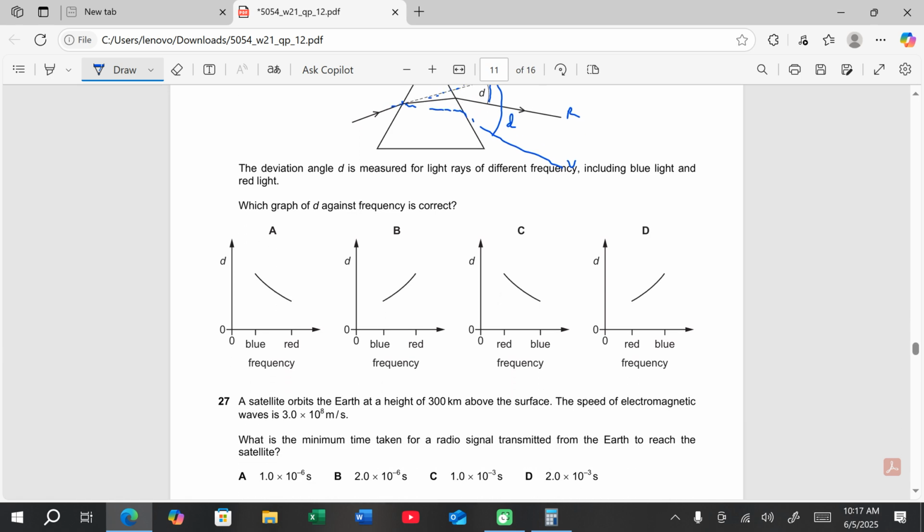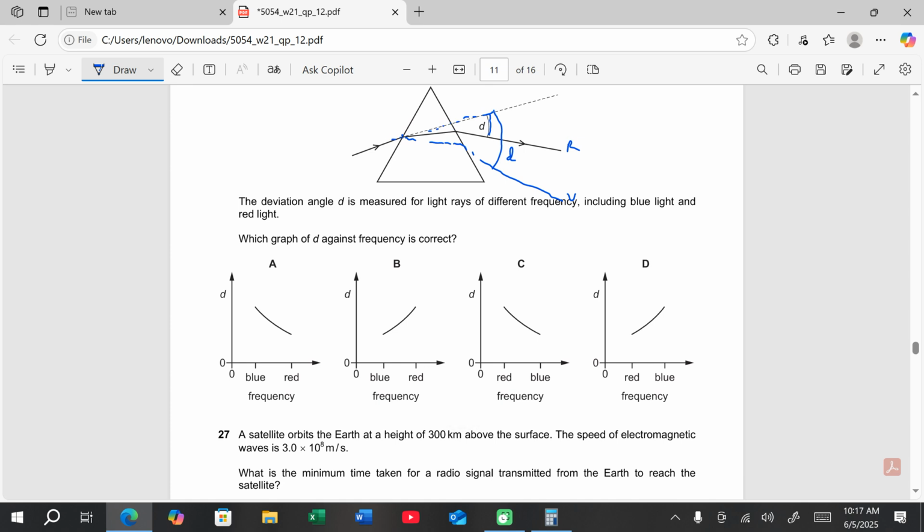And in the frequency, R has the greatest wavelength, because this is the order of increasing wavelength and decreasing frequency. So R has the lowest frequency, so R has to be this way. So B and A are wrong. Now that has smaller frequency and it has a smaller angle of deviation. So that's D.